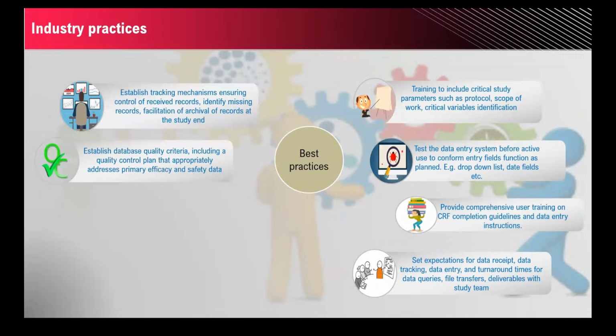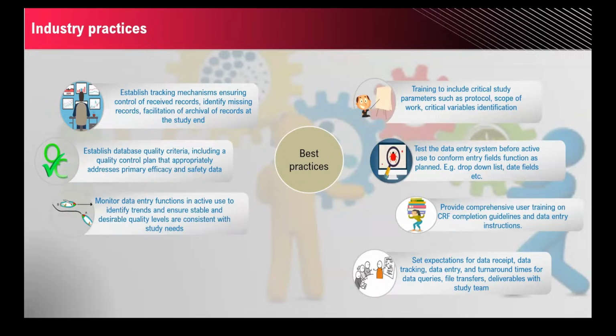Quality control and assurance plan should be in place to address collection and review of the primary and secondary safety data. During active data entry, metrics and trends will help ensure that stable and desired quality levels are consistently achieved within the study. A comprehensive change control process should be developed and maintained, which acts as a guidance to the team in cases of data updates.